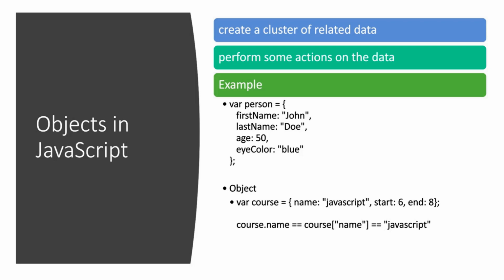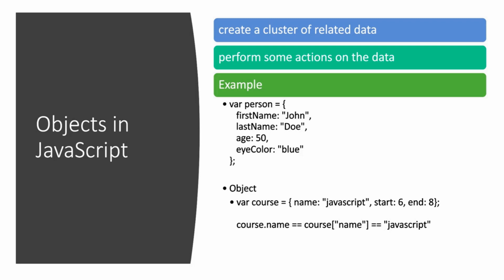Then the first key is first name and the value is given as John. Second key is last name and the value is Doe. Similarly, another key is age and the value is 50. And another key is eye color and the value is blue. Another example we can take is var course equals to curly brackets. Within the name key, we have JavaScript. With the start key, we have 6. And with the end key, we have 8.